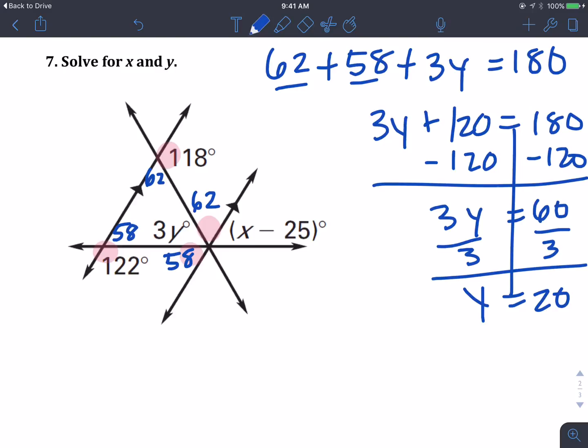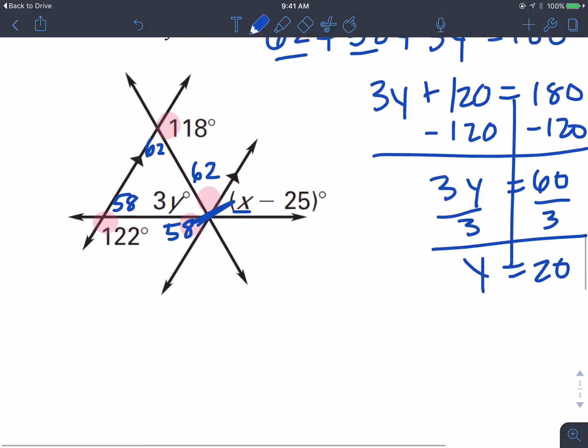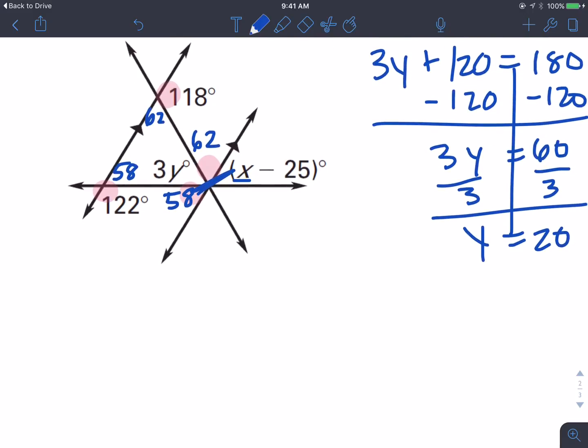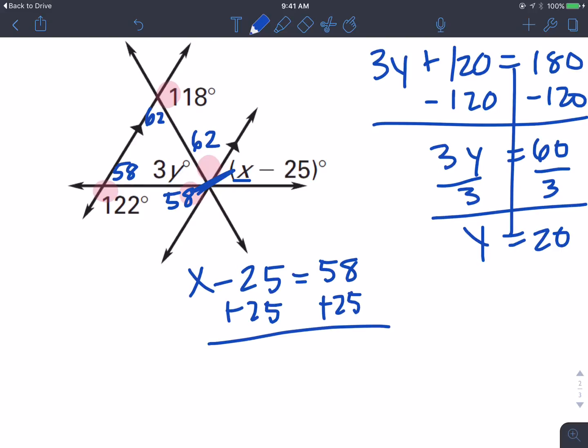So that's y. The next one, trying to get our x, well, I see that the angle that has x is across from the angle that's 58, so they are vertical angles. They are congruent to each other. Add 25, and we get 83. Oop, not 38, 83. There we go.